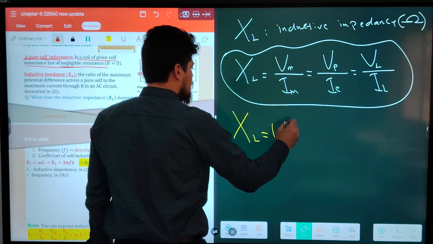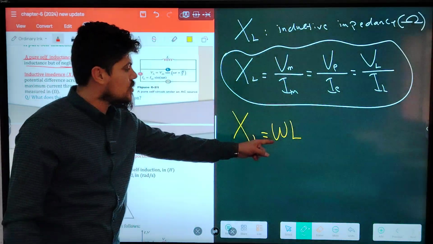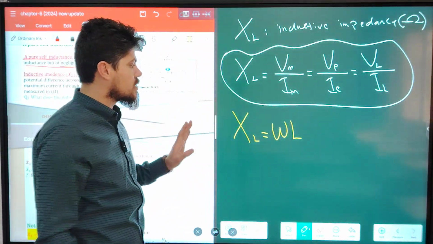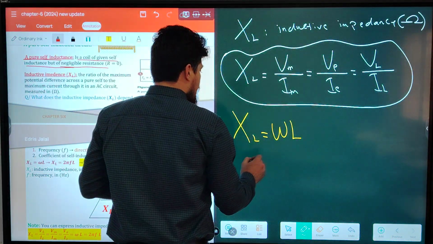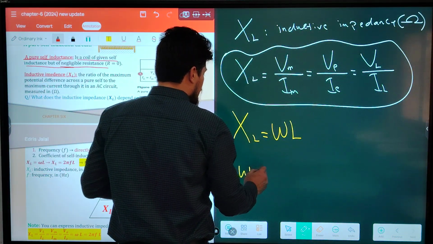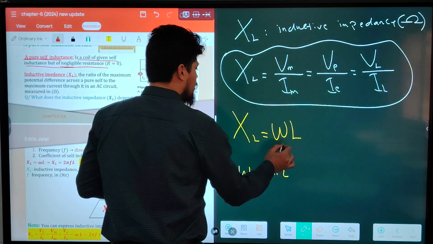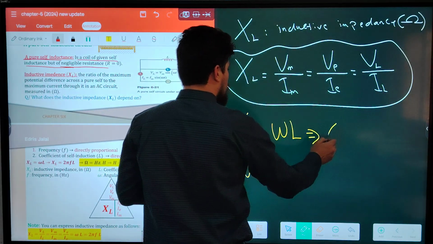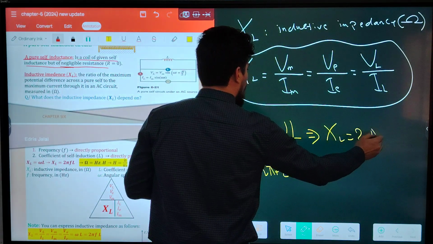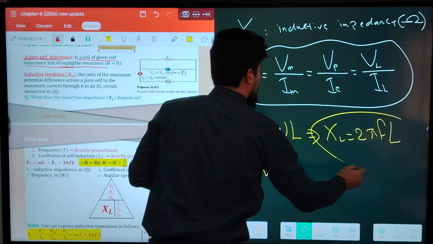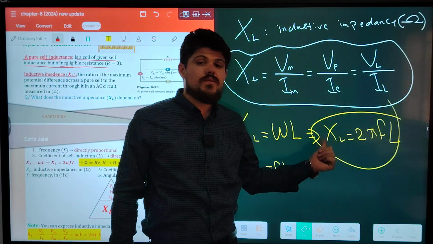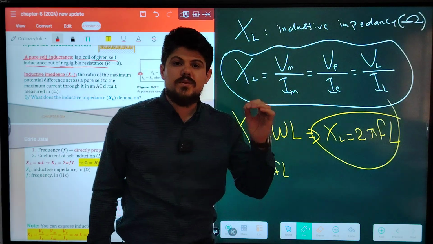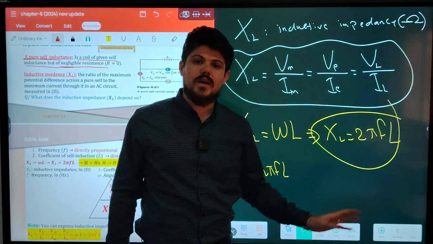XL is equal to what, guys? Omega L. Angular speed times the coefficient of self-induction. What is this? Angular speed. What is this? Coefficient of self-induction. And omega is equal to what? 2 pi F. Replace into this equation. XL is equal to 2 pi FL. If frequency and coefficient of self-induction are given in the question, can you find inductive impedance? Yes, it is equal to 2 pi FL.